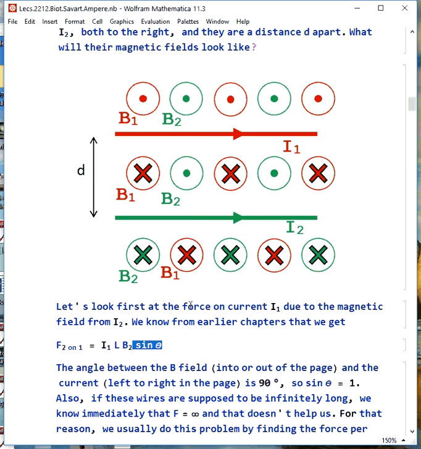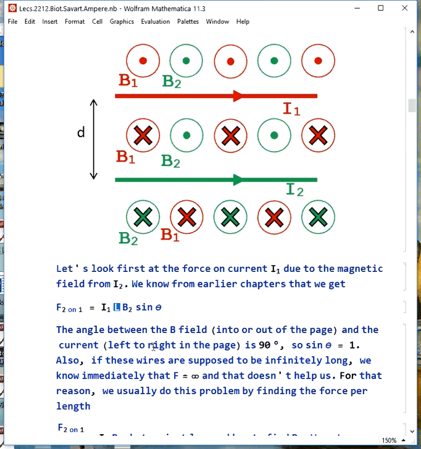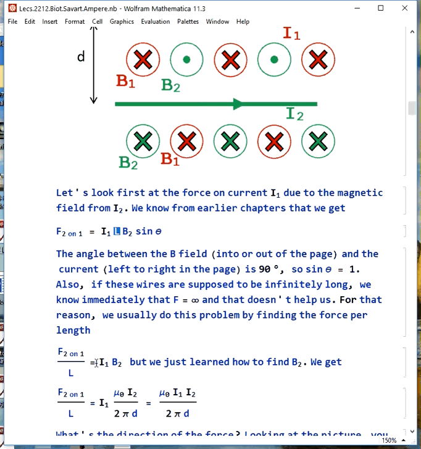Now, if these wires are infinitely long, the L is not really going to be helpful to us. We'll get an infinite force. So what we usually do here is find the force per length. So now what we're looking for is I1 times B2. Now, we just figured out how to find B2, the magnetic field due to current I2. And B2 is going to be mu naught I2 over 2 pi d. So we multiply that by I1, we get mu naught I1 I2 over 2 pi d.